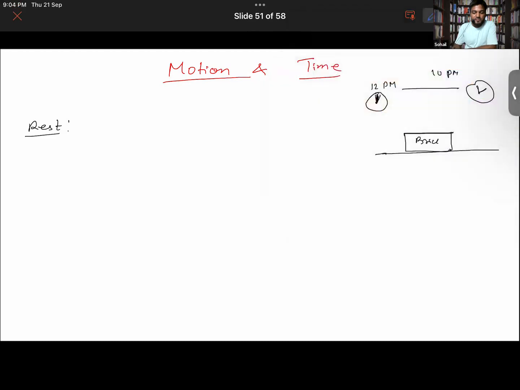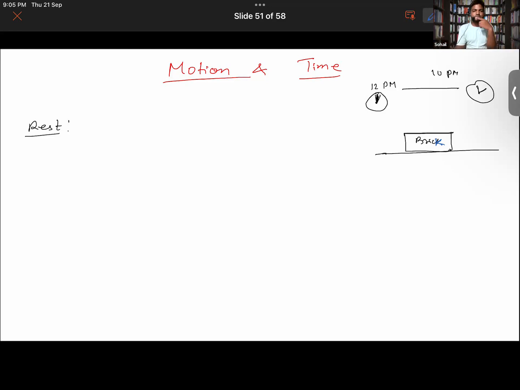I've just taken an example of a brick. It could be anything. It could be a bottle lying on your table, or a water bottle lying on your table. Just look around your house. Has it moved? It remains there. So that's a stationary object.